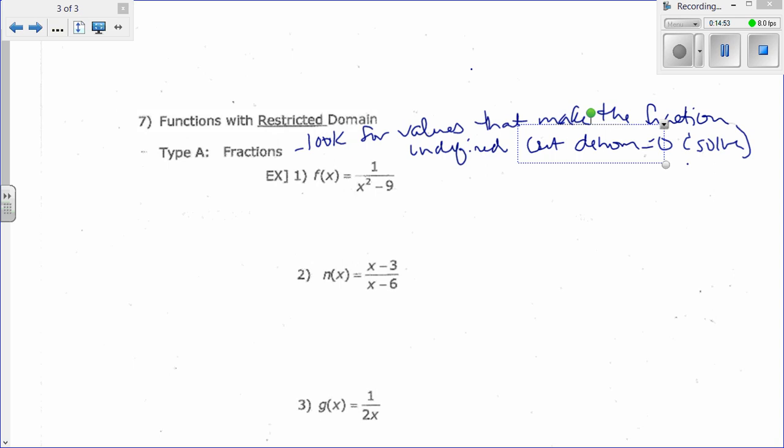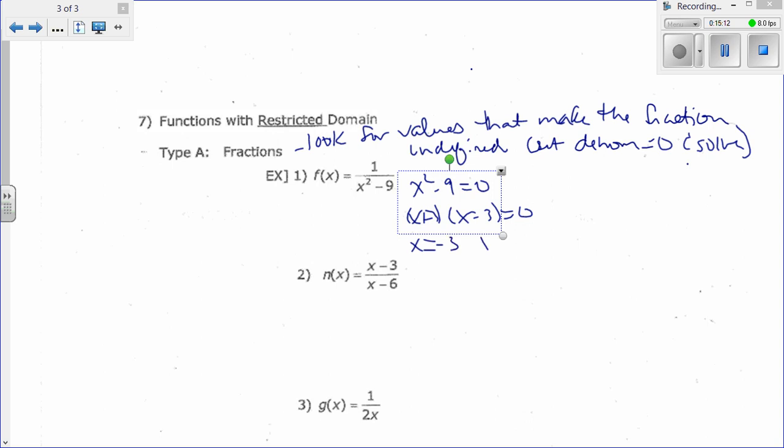So for the first fraction, we have f of x equals 1 over x squared minus 9. My denominator is x squared minus 9, and I'm going to set that equal to 0. This is factorable: x plus 3, x minus 3 equals 0. So x equals negative 3 and x equals 3 when I solve that.